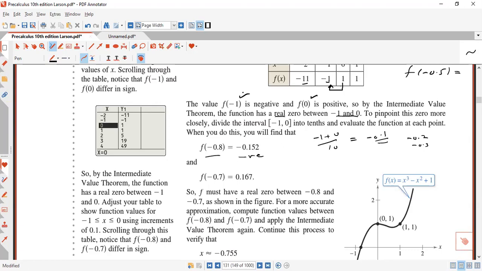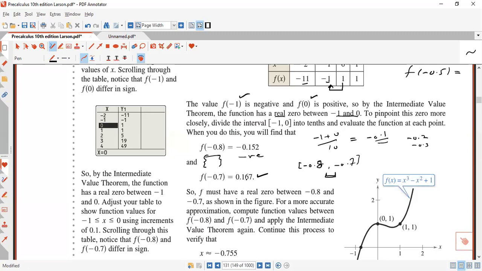And at -0.8 and -0.7, sorry, the function is negative and positive. So here you can see our intermediate value theorem will again guarantee that the function will have a 0 in between these intervals, from -0.8 to -0.7. So the function will get a 0 in these two intervals. Why? Because f of -0.8 is negative, f of -0.7 is positive.